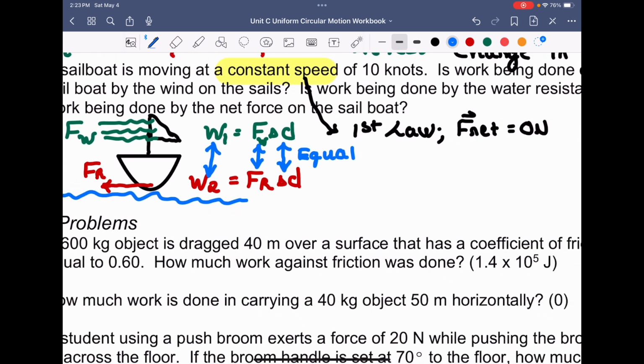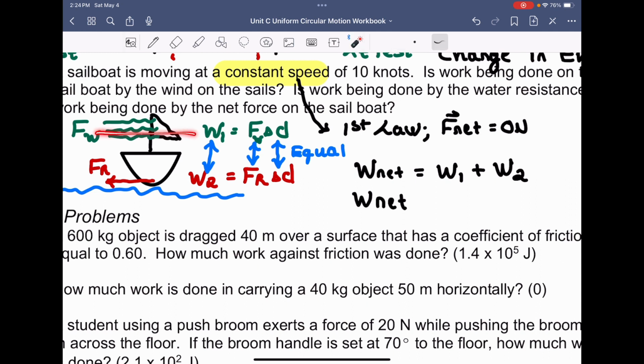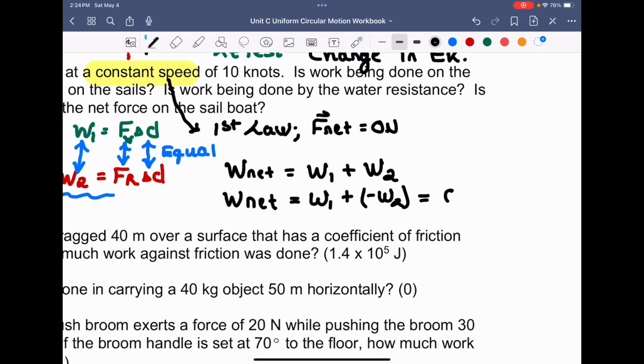And therefore, if I do my works net statement or my W net statement, it would be W net is equal to W1 plus W2. And because these are equal and opposite to one another, they're traveling in the opposite ways. The wind is trying to carry the object, or it's applying a force in the right direction, let's call it. The resistance is resisting in the left direction. We know that these would be equal and opposite to one another. So another way of writing this would be the following. We have W1, which is the positive work, plus the negative work being done by the resistance. And therefore, this is going to give us a W net of 0 joules. Therefore, there is no work being done on this overall sailboat.